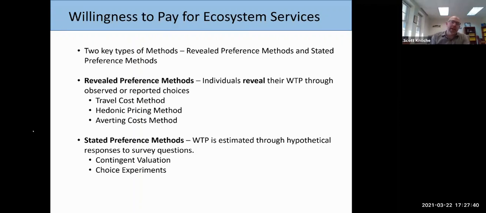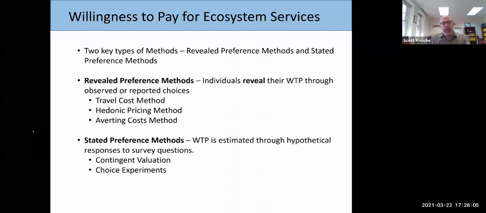So you can isolate that by fairly sophisticated statistical techniques, by looking at sales prices of properties as a function of the characteristics of that property, right? Like a home, for example, would be bedrooms, bathrooms, square footage, acreage, and you hold all those other confounding things constant, and you attempt to isolate the effect of, say, that new project, that new viewscape, that restored area on the sales price of homes. Okay, so that's hedonic pricing, averting costs.